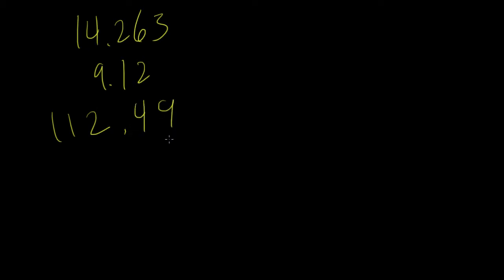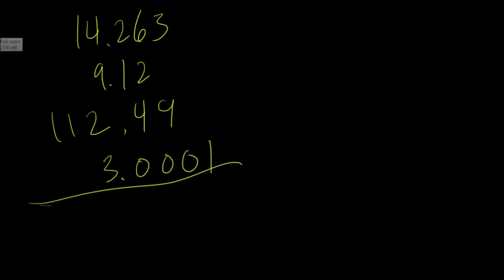So we have a bunch of numbers: 14.263, 9.12, 123.49, and 3.0001. Okay. Underline the last digit of each. Now the leftmost last digit is the digit that you round to. I didn't do a real good job of staying in line here, but we can see that the 100ths place would be the leftmost last significant digit. So that's what we would round to. I don't know if that makes more sense or less.